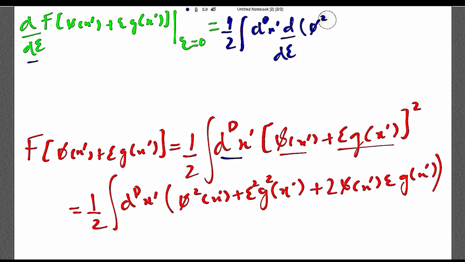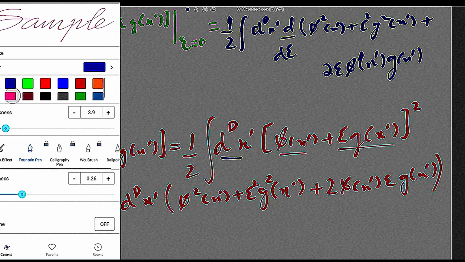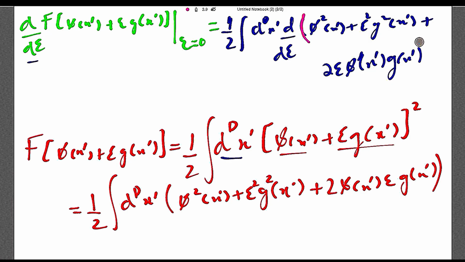This is phi square of x prime, okay, plus e square g square of x prime plus 2e phi of x prime g of x prime, and this whole bracket closes. This was the bracket, and this whole thing at e equal to 0. All right, so this is the thing that we are playing with right now.